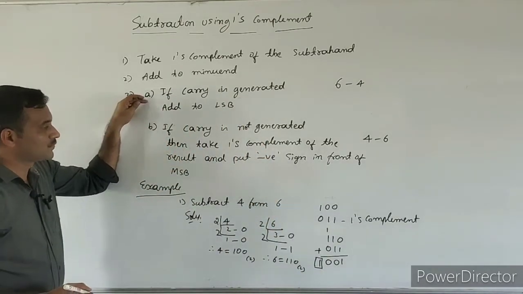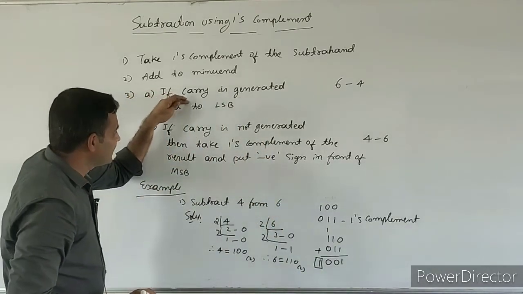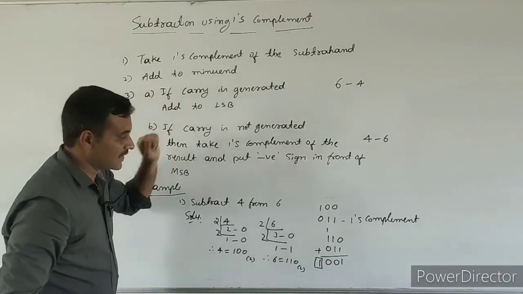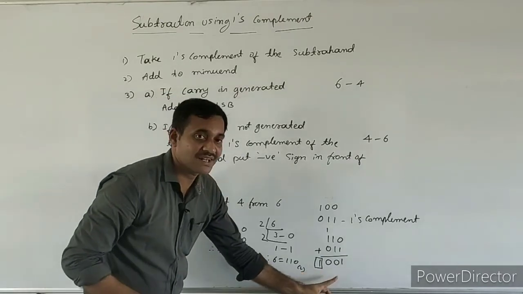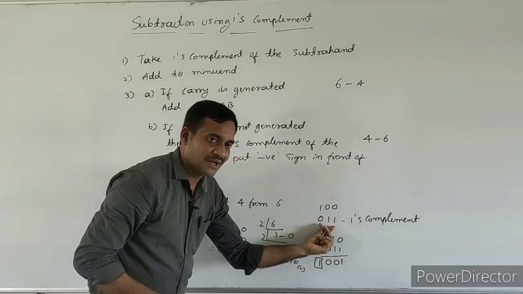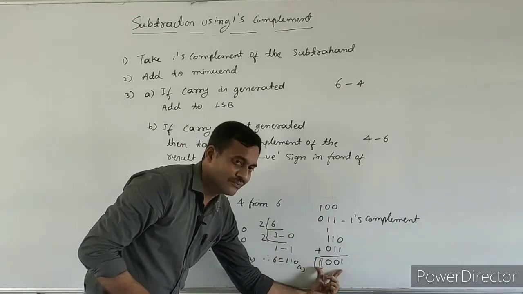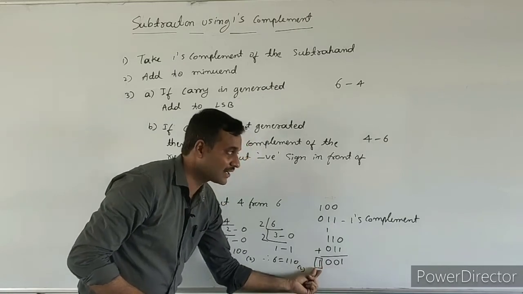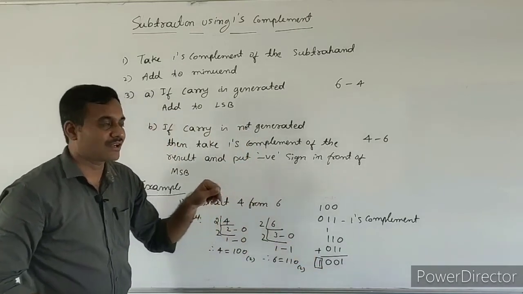There are two cases: either a carry is generated or a carry is not generated. Here the carry is generated, because 6 has 3 bits, 4 also has 3 bits, and the result is in 4 bits. So the carry is generated. This carry is called the end around carry.